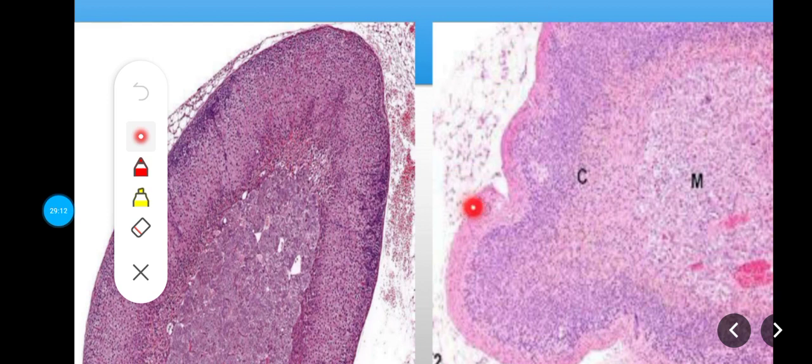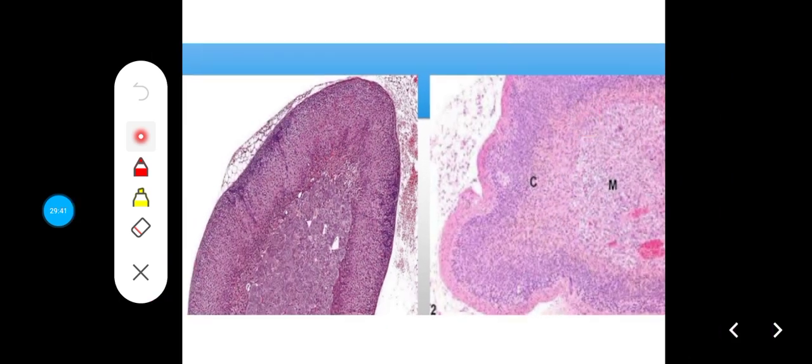So this is the capsule. The capsule doesn't stain well because it's connective tissue. It doesn't contain many cells. This is the zona glomerulosa, then the zona fasciculata, which is much more numerous and much bigger in size than the other zones of the cortex, and then the zona reticularis, then the medulla. So that's it for the adrenal gland.